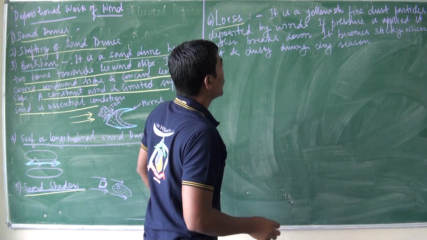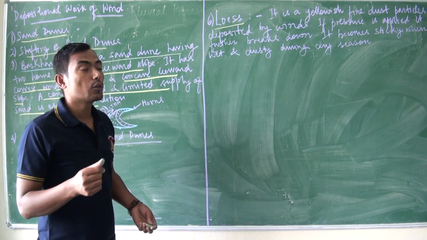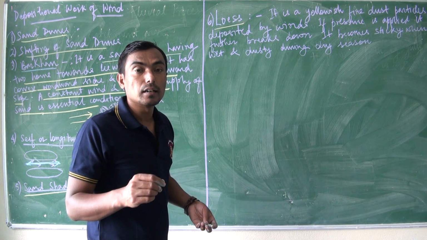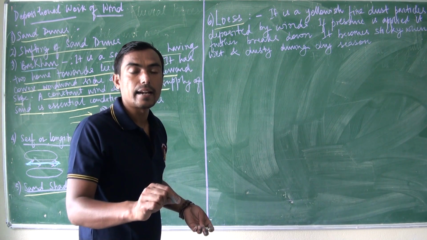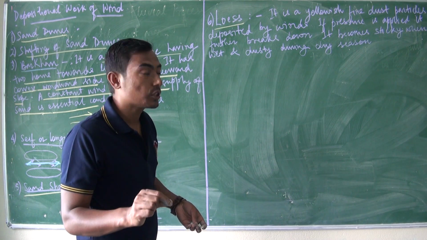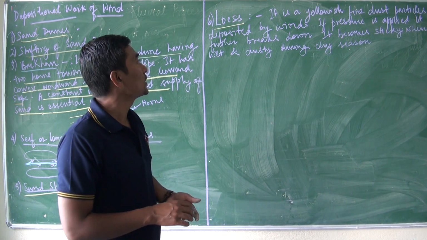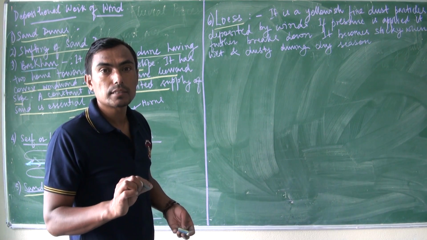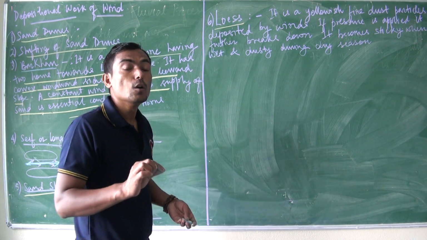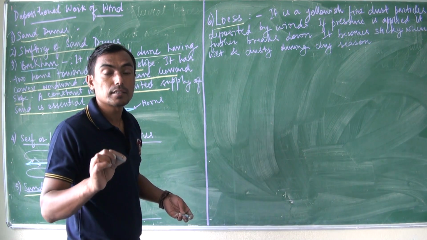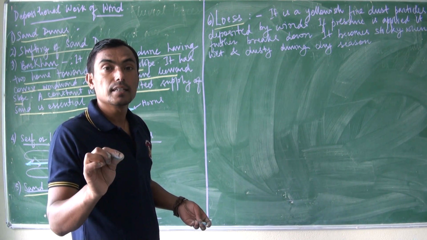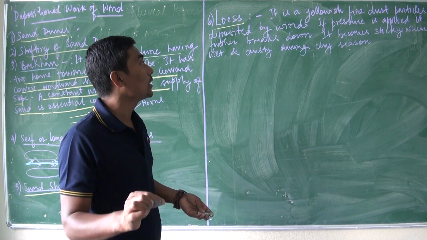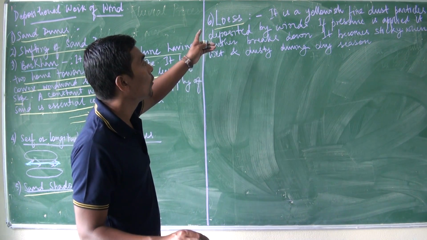Next, Loess. Now Loess is actually yellowish fine dust particles. Okay, it is similar to sand. It is a sand, but it is yellowish in color. Now this Loess is the finest particles of sand brought down by the wind over a long distance, because it is the finest, it can be carried to very far away places, resulting in the formation of Loess.